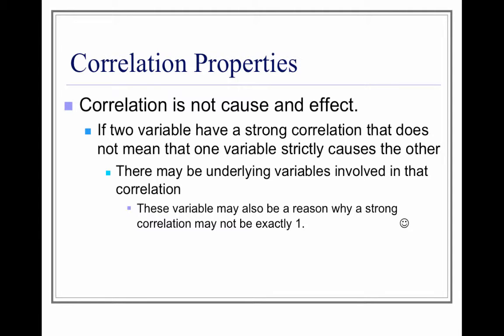And those variables are often the reason why a strong correlation may not be exactly 1. For example, when you're selling a car, the age of the car has a huge effect on the cost of the car. It is a linear relationship. It's negative because as the age of the car increases, the price decreases. And it's going to have a strong relationship, so correlation is going to be pretty close to 1.